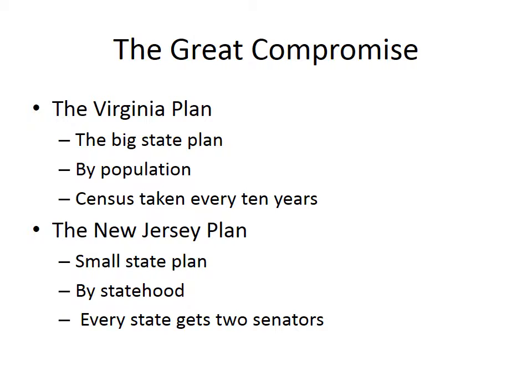The New Jersey plan was for small states. It said, no, that's not fair. We will never have as many people in New Jersey as Virginia, so we want it to be equal. Every state will get 2 people, no matter how big or how small.